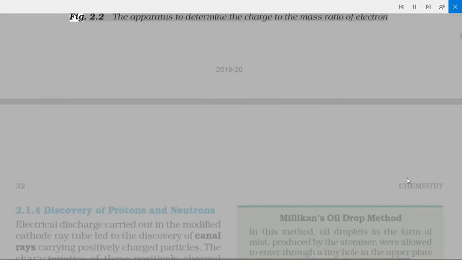Fig. 2.2: The apparatus to determine the charge to the mass ratio of electron.